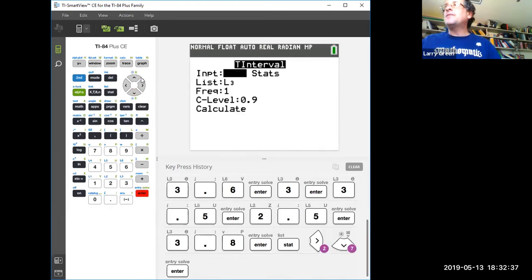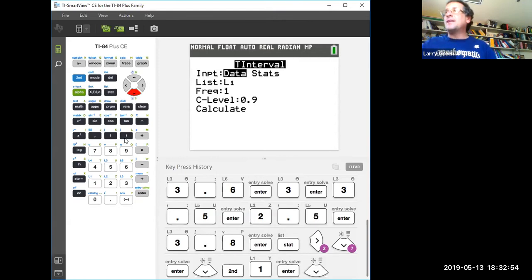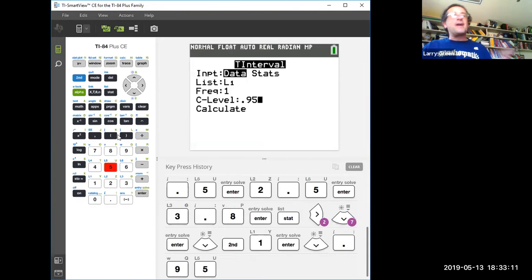Then I hit enter. In this case, I have data. If it was stats, I'd go to stats, but I have data. My list is not L3, it's L1, so I go to second one. Enter. Freq is 1, that's fine. C-level, nothing to do with Tahoe being 6,200 feet and our college being probably 250 feet or so. Now C-level is 0.95, which could be something else if you want more confidence or less confidence, and we'll play around with that. And I go to calculate.